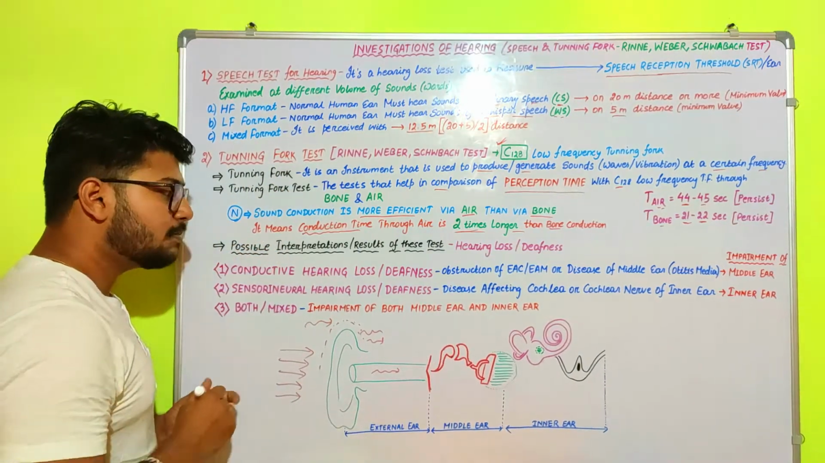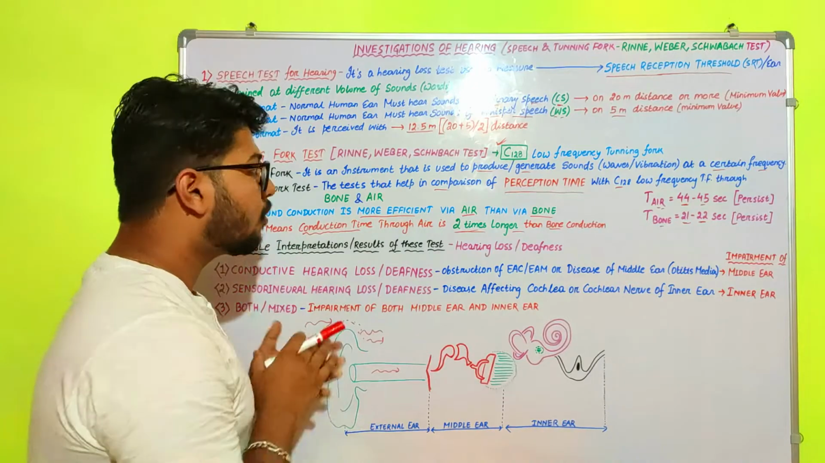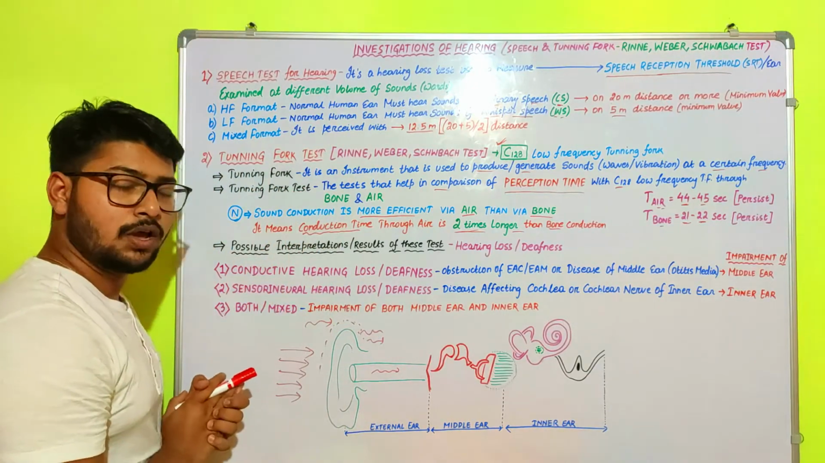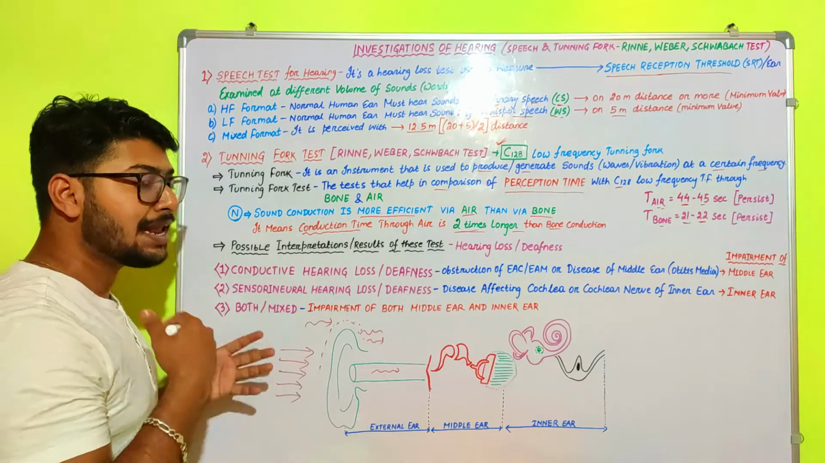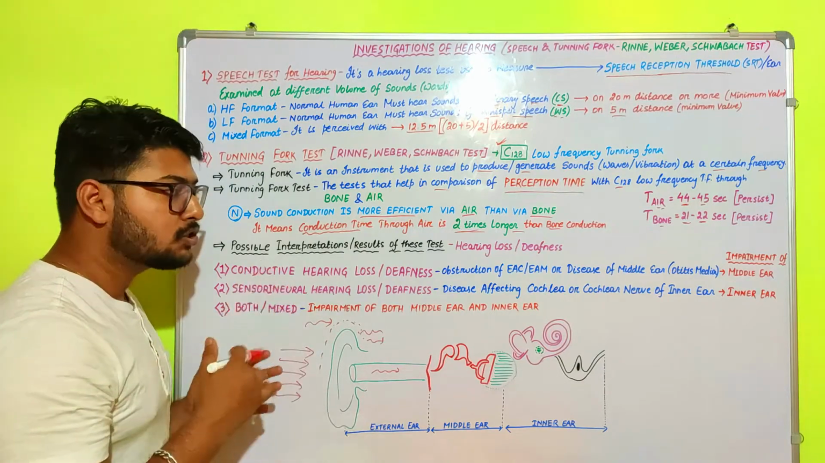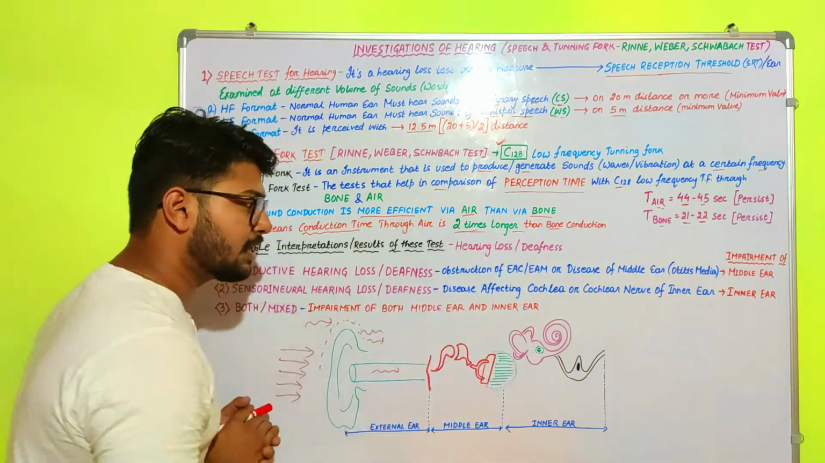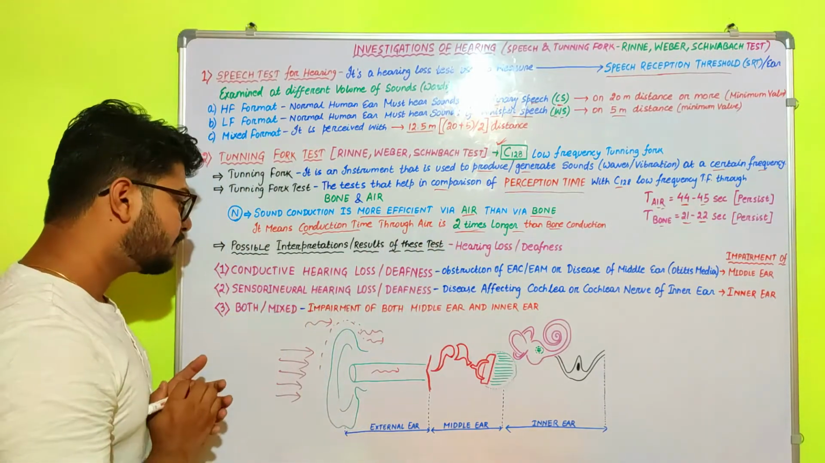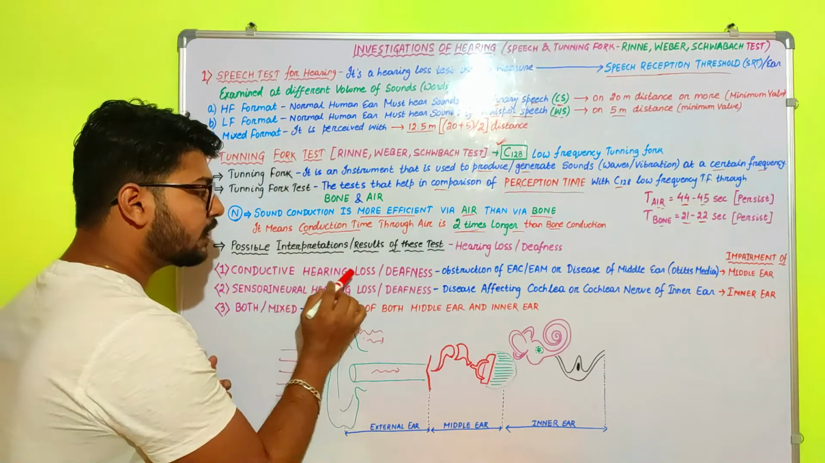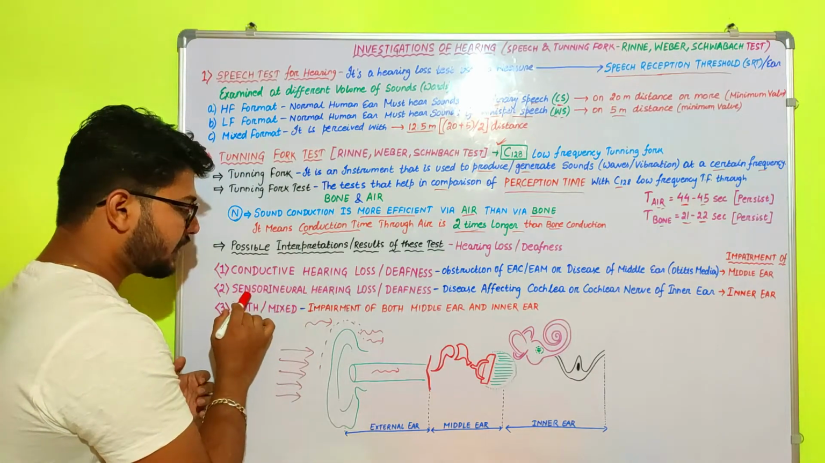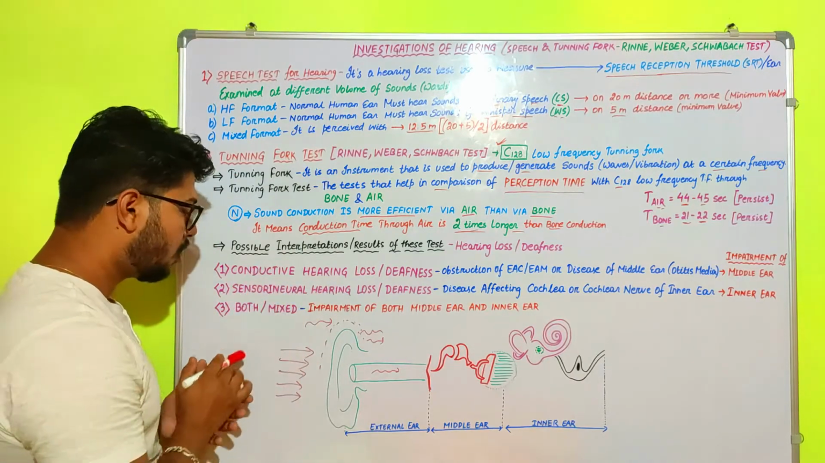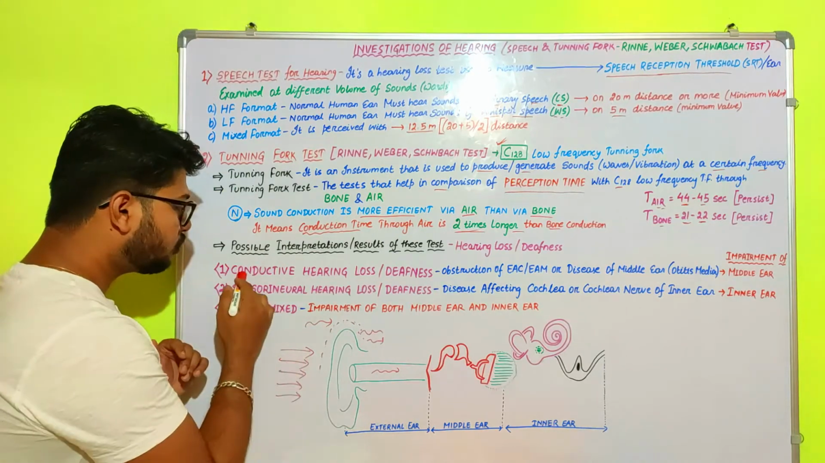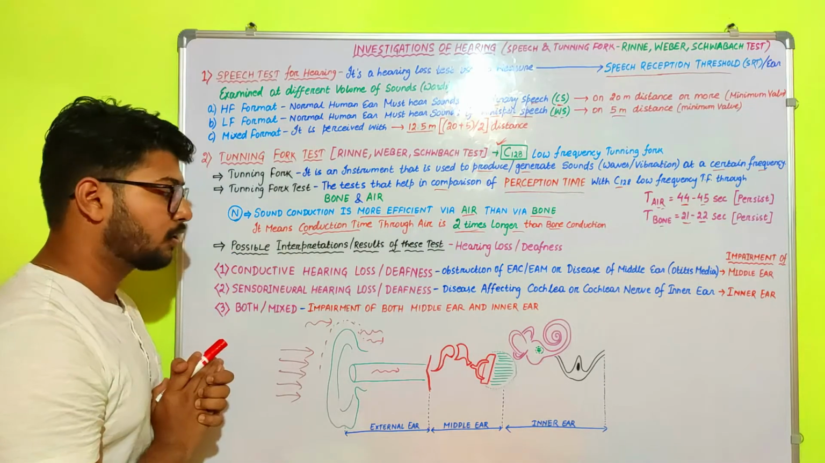Then what are the possible interpretations or results of the tuning fork test? Through the tuning fork test, we can analyze different kinds of hearing loss or deafness. The hearing loss and deafness can be of three types. It can be conductive hearing loss or deafness, or sensorineural hearing loss, or it can be both, or mixed. That means both conductive and sensorineural hearing loss.